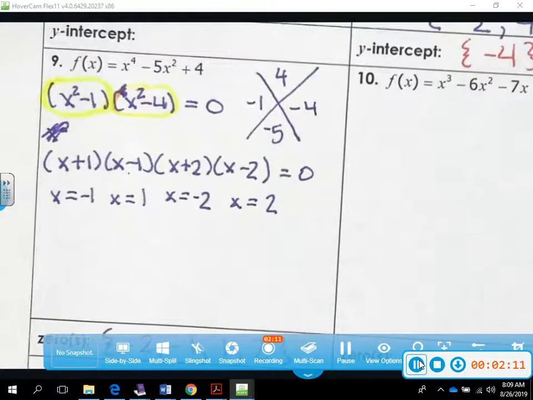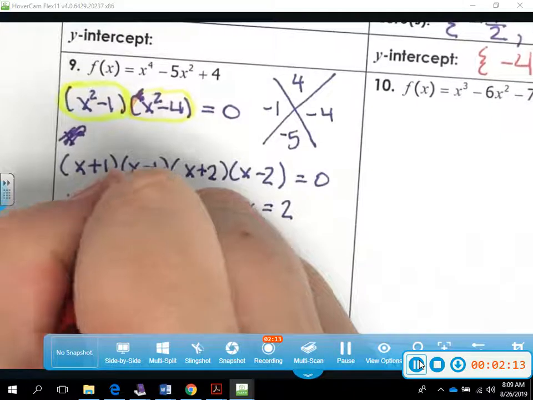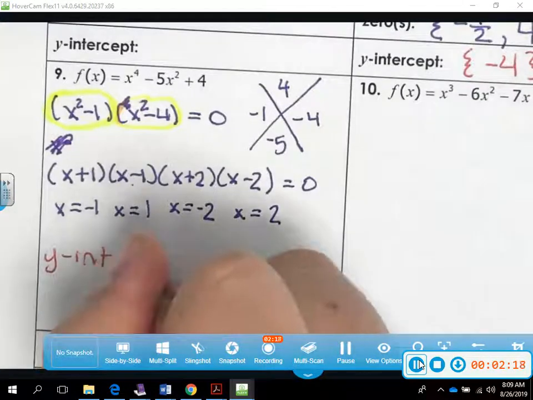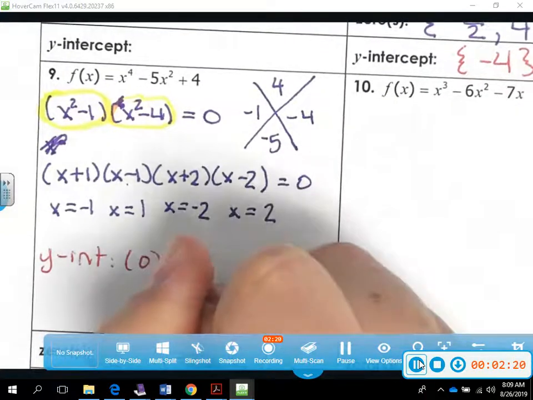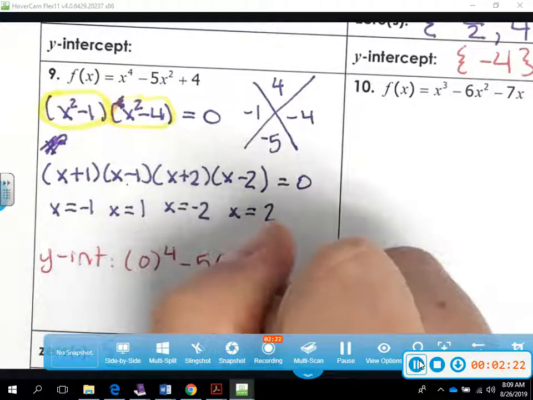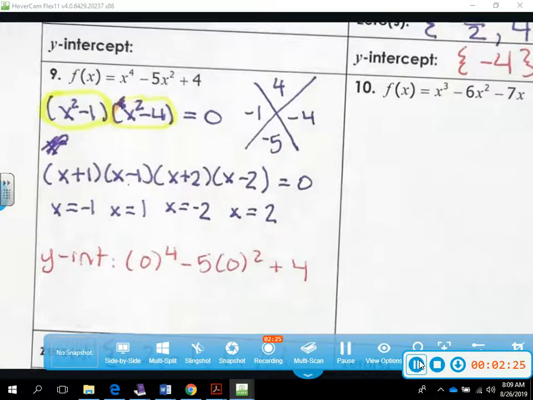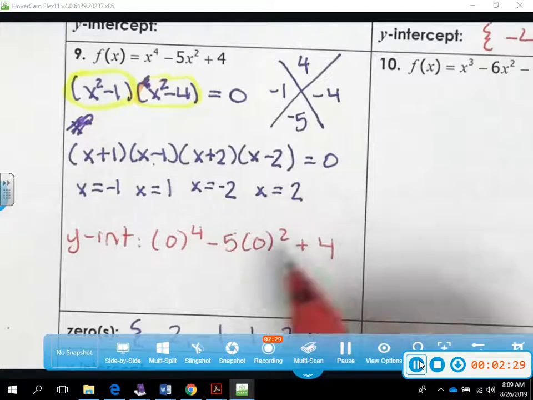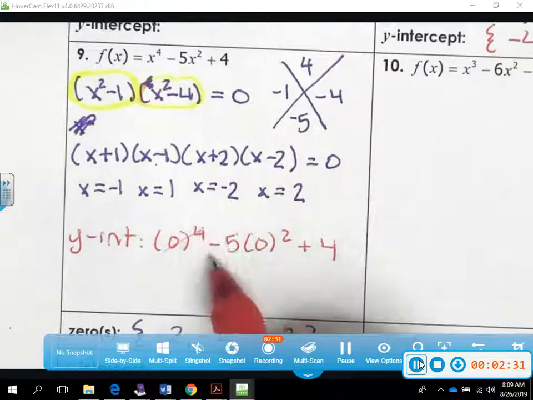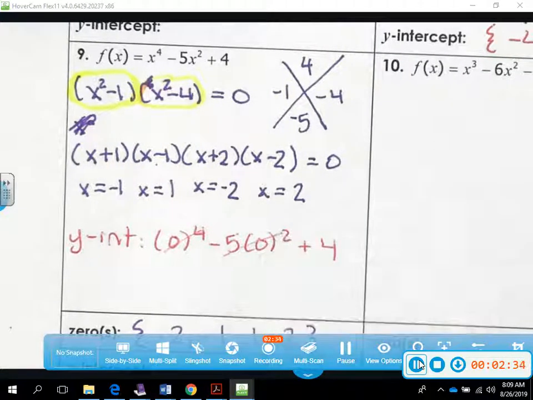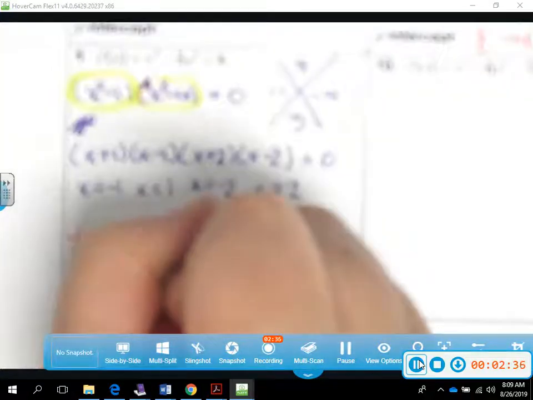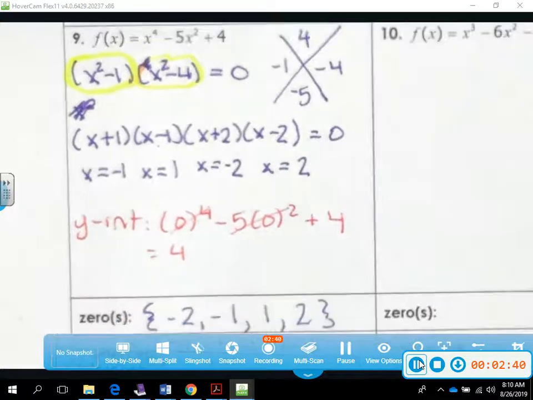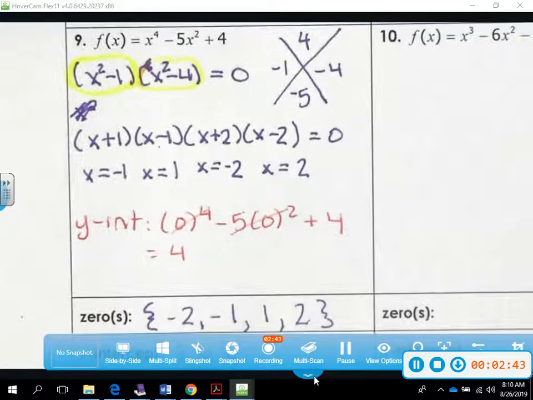Your y-intercept is the easiest part. Put 0 in for x. So it's 0 to the 4th power minus 5 times 0 squared plus 4. 0 to the 4th power is? 0 to any power is 0, right? Minus 5 times 0 squared, 0, plus 4. So 4 is your y-intercept. Oh, sorry, I didn't realize this was still down here.